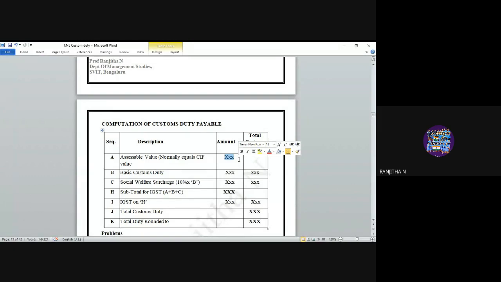For example, if the assessable value is 50,000, and the rate given in the question is 10%, then your basic customs duty payable will be 50,000 into 10%, and you are going to get 5,000 as the basic customs duty payable. I'm just taking this amount here, students. What is my next step here?